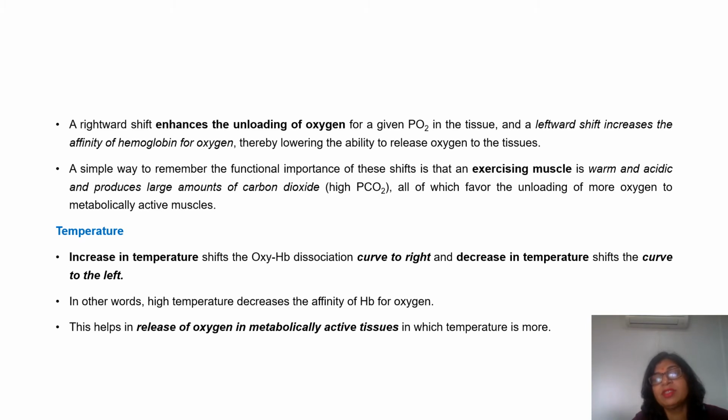So in exercising muscle, temperature will increase, there will be more carbon dioxide production, more H+ ions. All these factors will cause unloading of oxygen from the hemoglobin, so that tissues that need more oxygen will get more oxygen by shifting the curve to the right. Increase in temperature will cause the curve to shift to the right, and if there is a decrease in temperature, the curve will shift to the left. In other words, high temperature decreases the affinity of hemoglobin for oxygen. This helps in the release of oxygen in metabolically active tissues in which temperature is higher.